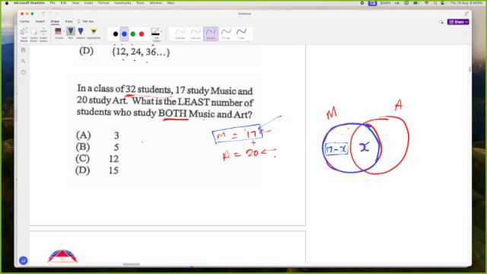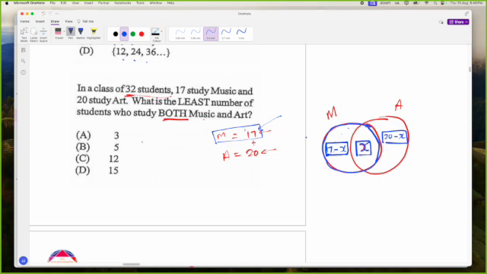And of course, you can guess it by now. Over here, the total number of people who do art is 20, and the people who do art alone is 20 minus the number of people who do music. So now I have these three numbers. These are the music alone, these are the music and art, and this is art alone.